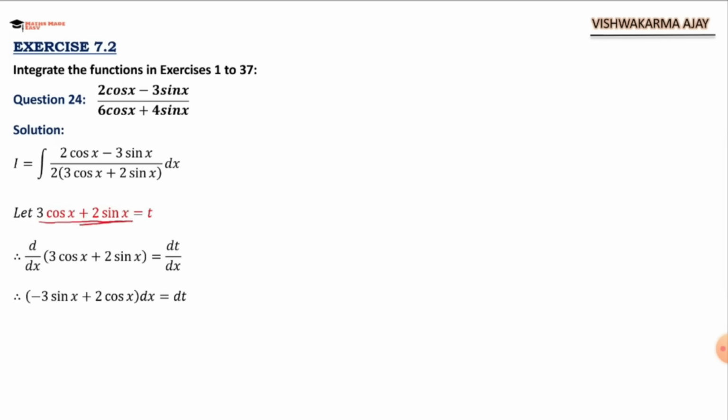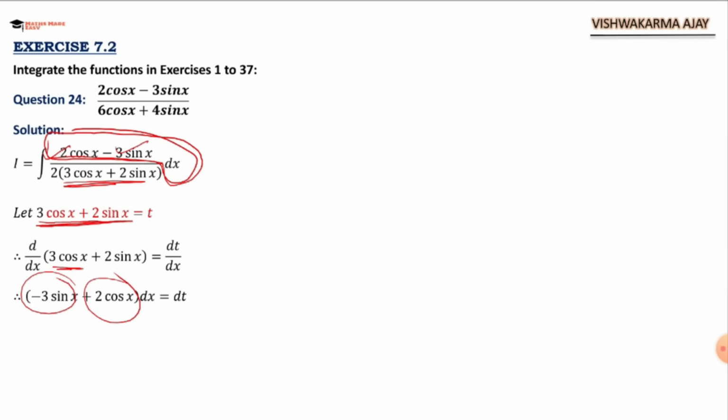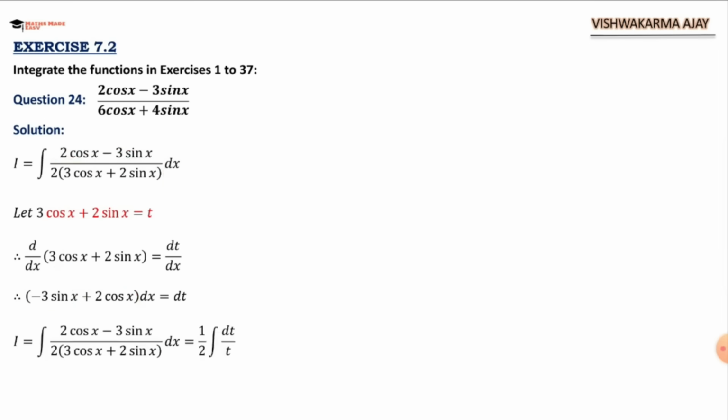3 cos x plus 2 sin x is equal to t. d upon dx of 3 cos x plus 2 sin x is equal to dt upon dx. Minus 3 sin x plus 2 cos x dx is equal to dt. Now you can compare it with our question that we have 2 cos x there. Do we have minus 3 sin x? Yes, we have. So this whole part is dt, and this part is t as per our substitution. So we have 1 upon 2 integral of dt upon t.